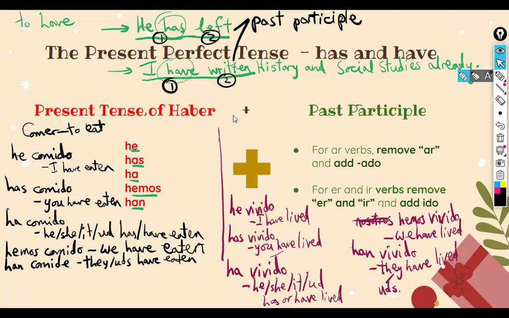All right, is everybody done writing down the examples of comer and vivir? Is anybody still writing those down? Okay, so it looks like no. So that means we can go to an exercise. All right, so I'm going to clear this away. We're going to go to the exercise, right?